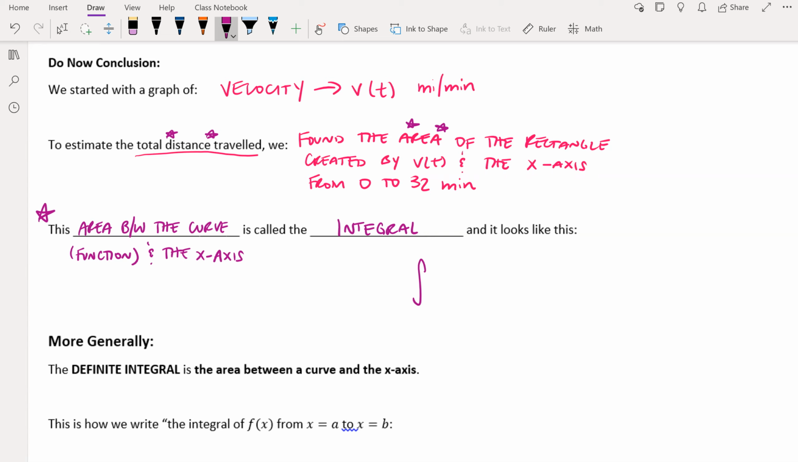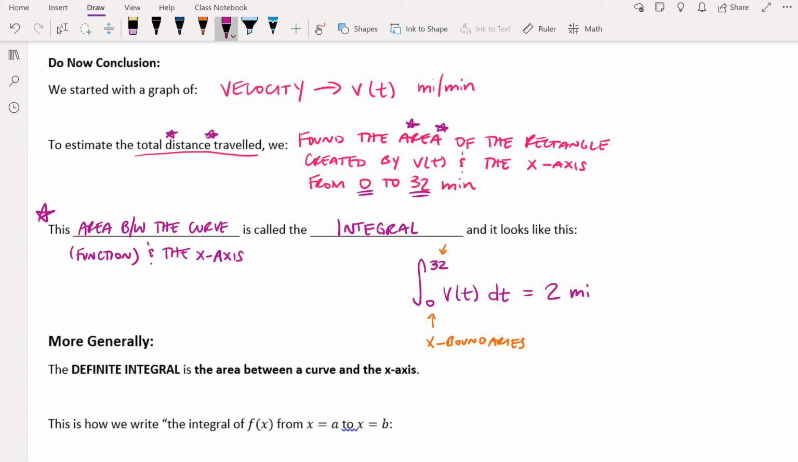And what we found was the integral from 0 to 32 in the time on the x-axis. So the integral from 0 to 32, these are your x boundaries, or really it was t for our function, but it's on your x-axis. So we found the integral from 0 to 32 of the velocity function with respect to time, and we got it to equal 2 miles. This was what we found in the do now.